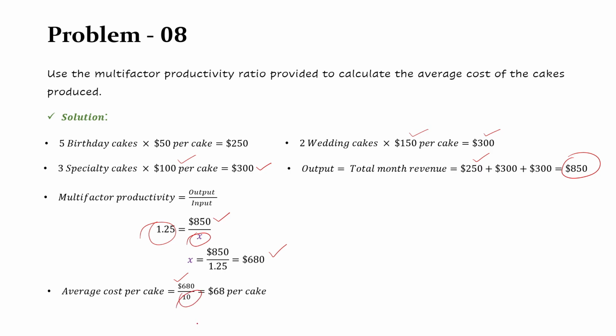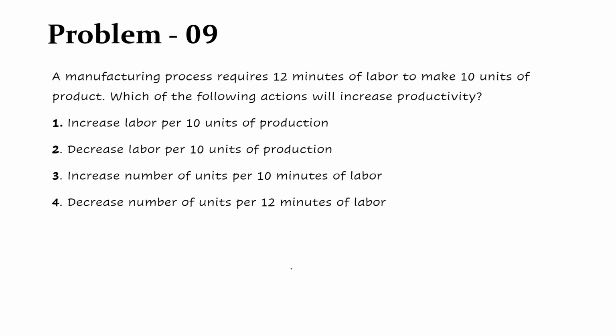We divide it by 10 and we get the cost for one cake, which is $68. In problem 9, we are given this information about a manufacturing process that requires 12 minutes of labor to make 10 units of a product. We are required to analyze the following scenarios and identify which of the following actions will increase the productivity. We are given these 4 scenarios. So let's analyze these scenarios.